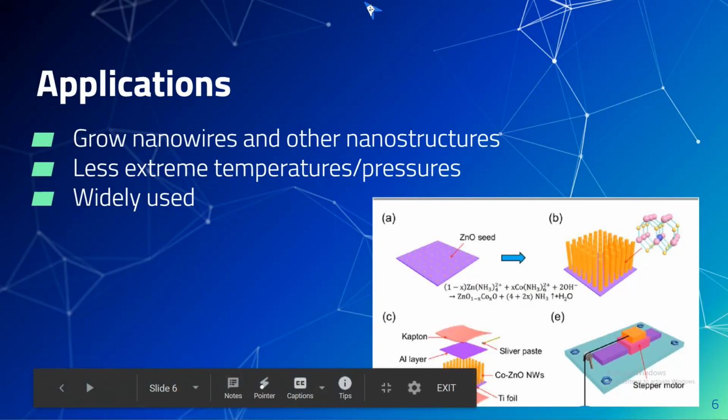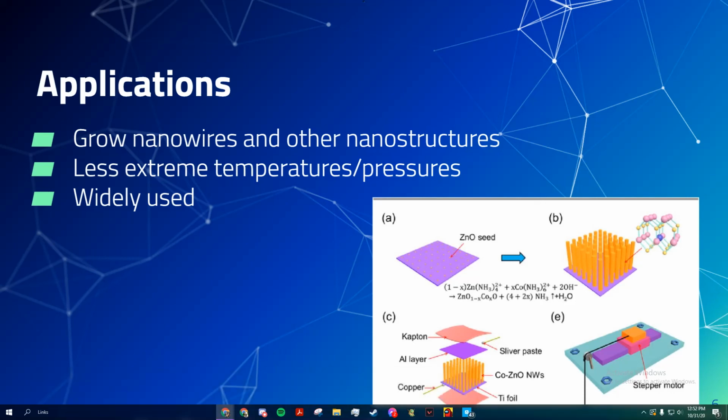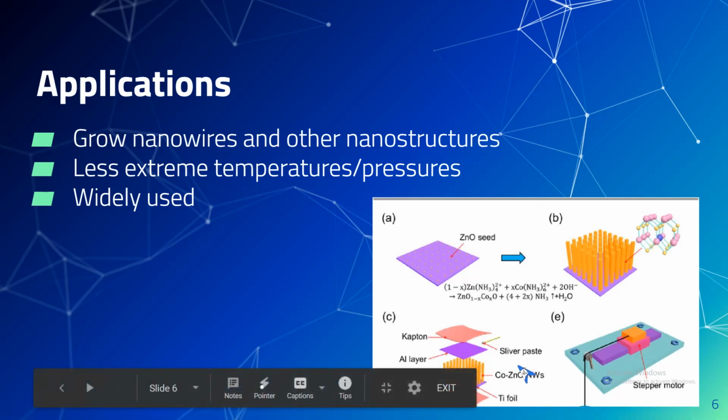Alright, so hydrothermal synthesis is a fairly specific practice, and it's specifically used to grow nanowires and other nanostructures. And so as a technique, it is beneficial because it allows for processing at relatively lower temperatures than other similar techniques to synthesize nanowires. And it allows for growth on many different substrates. So for example, here we have silver, titanium, copper, and different types of substrates that the nanowires can grow on.